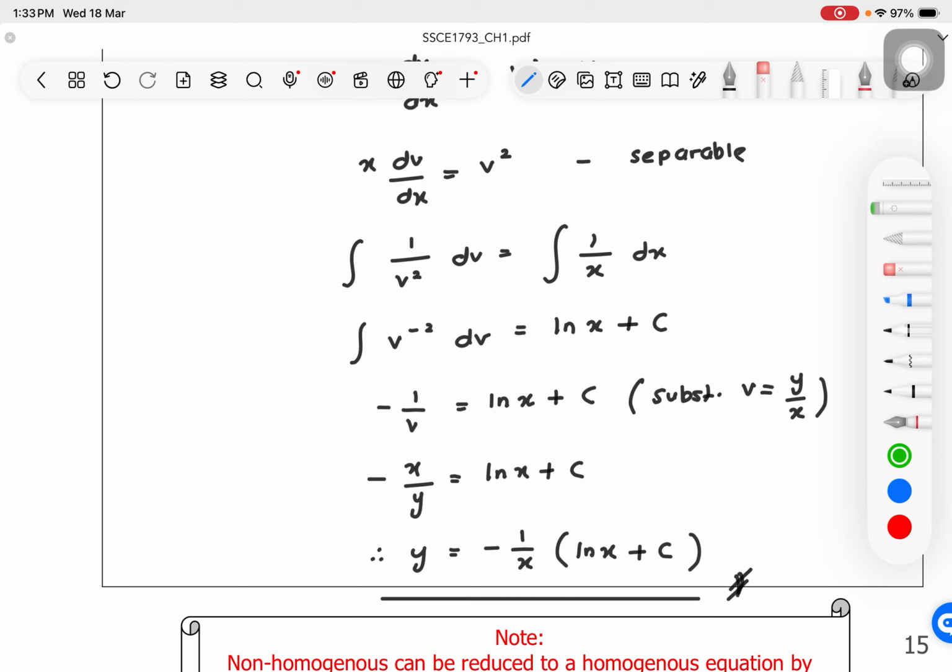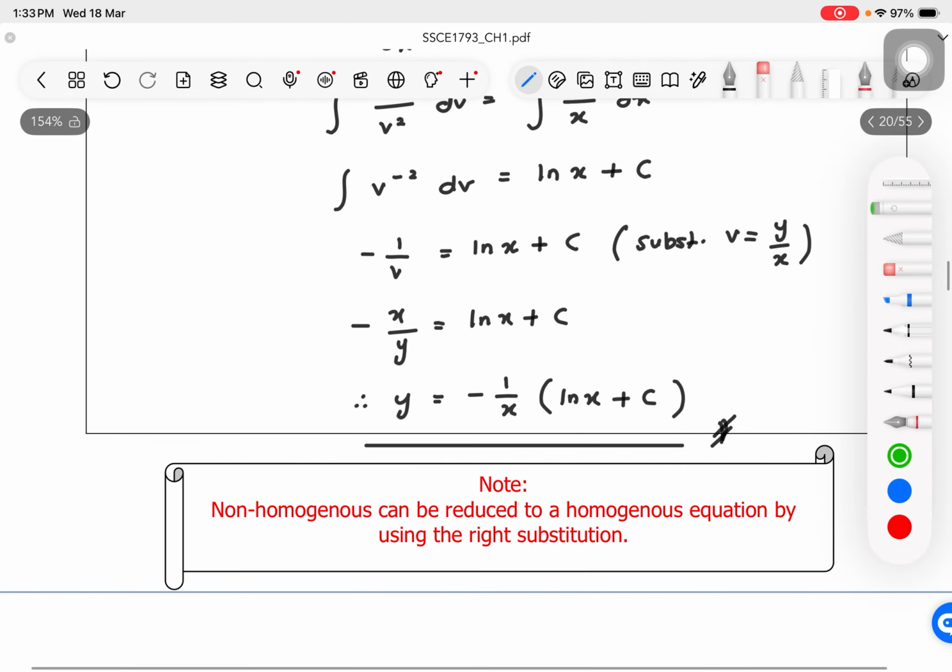So make y your subject, and you will get this one. Since for this question we don't have the initial condition given, your final answer is in terms of c. We have c inside. Here there's a note: a non-homogeneous equation can be reduced to a homogeneous equation by using the right substitution. That one is correct.